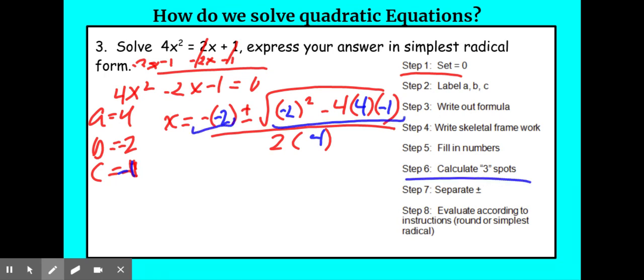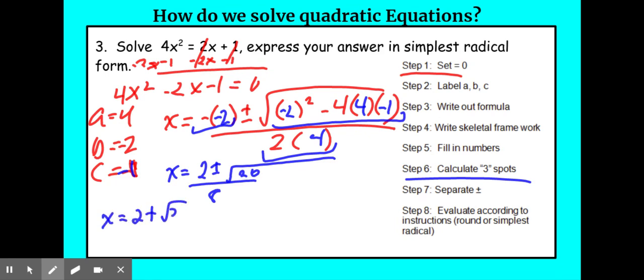All right, next step, calculate the 3 spots. This, and this. So we're left with x equals negative 2 is positive 2, plus or minus the square root of 2 squared minus 4 times 4 times negative 1, which would come out to 20, all over 2 times 4 is 8. Okay, so now you separate. You get x equals 2 plus radical 20 over 8, and x equals 2 minus radical 20 over 8.